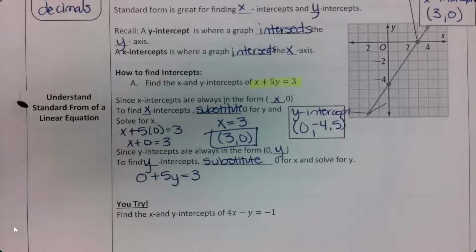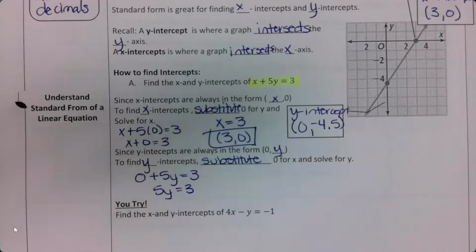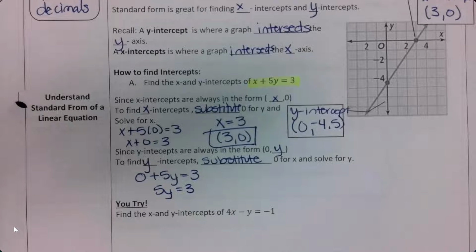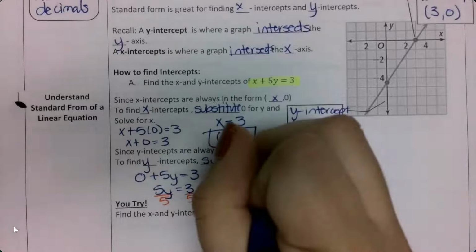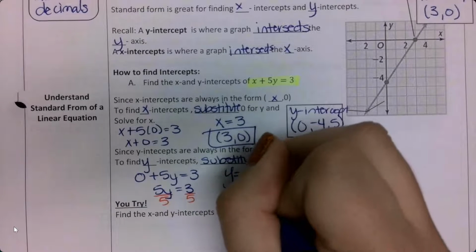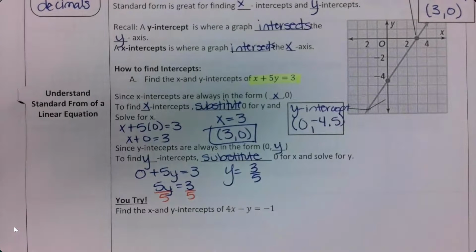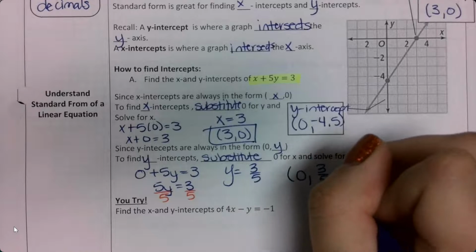Do I like that 0 plus 5y? What do I do? Or I could just write the 5y equals 3. Then what? Divide by what? So I get y equals... Does 5 divide 3 nicely? No, so I leave it as a fraction. So how do I write my final answer? Yeah, 0, 3/5.